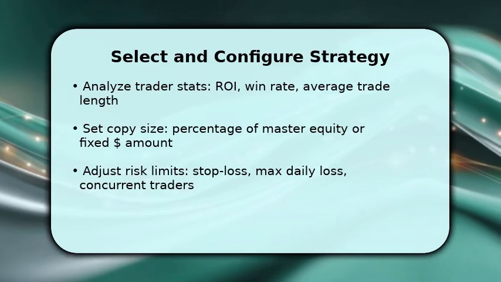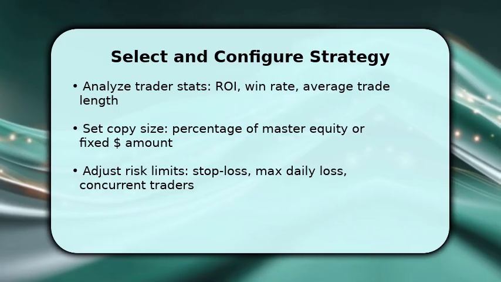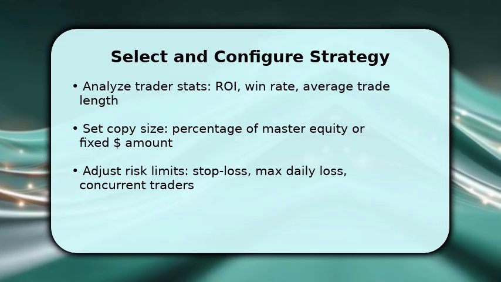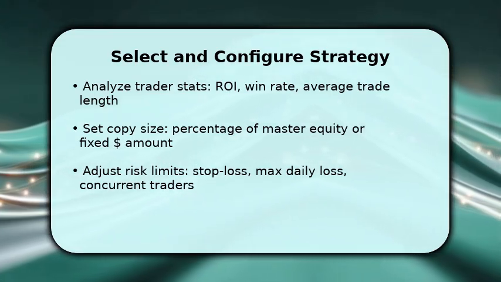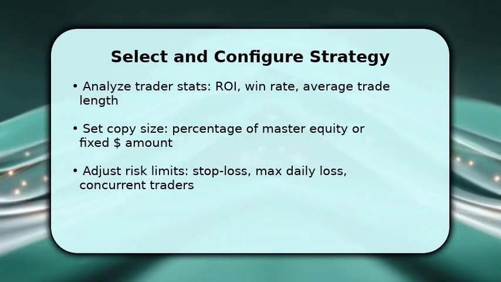Choose either a percentage of the trader's lot size or a fixed dollar allocation to control exposure. Then set risk controls like stop loss, max daily loss, and max trades to prevent blowups. By tailoring these parameters, you balance growth potential with drawdown protection.